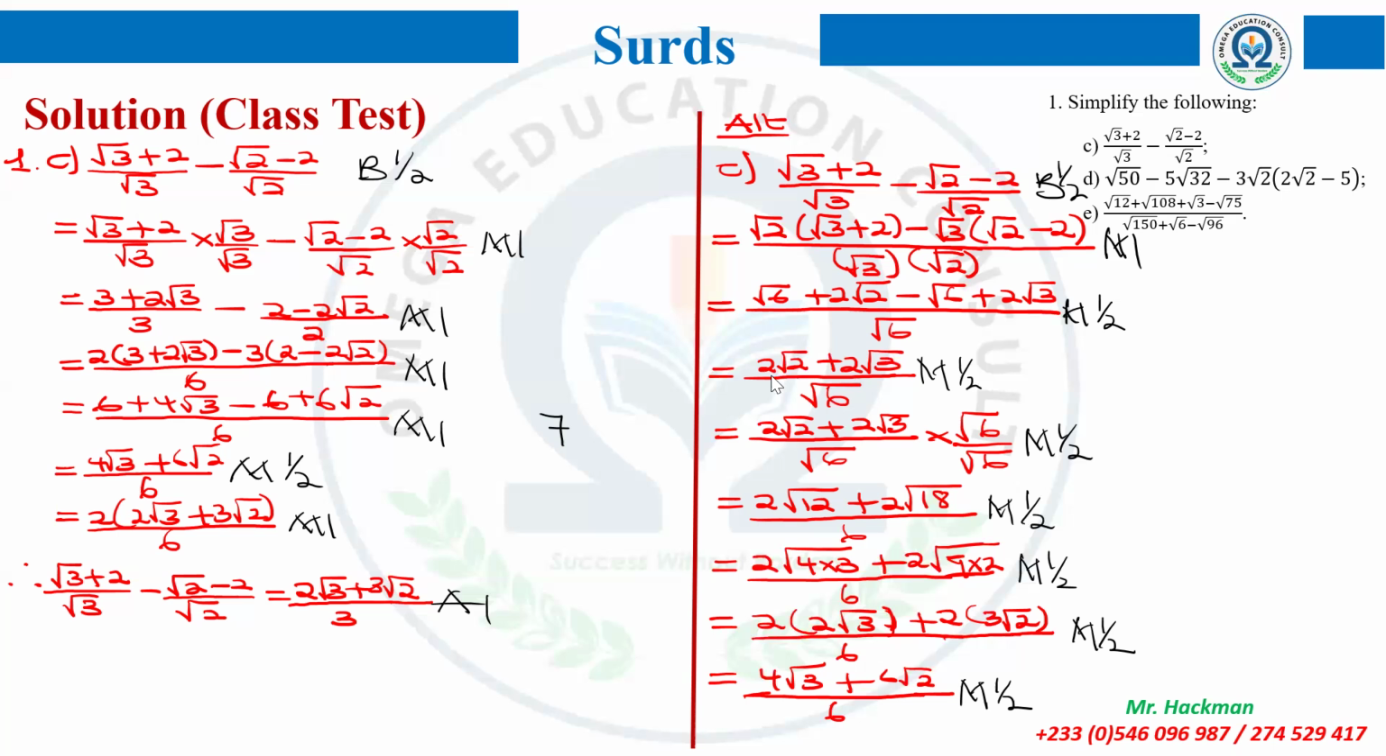So at this point, you know you have a fraction with a surd in the denominator. So it calls for rationalization. You cannot end here. So you multiply both the numerator and the denominator by root of 6. So that's the step here.